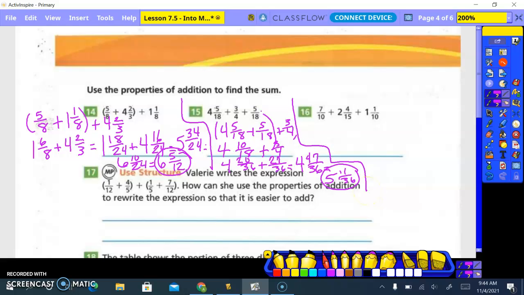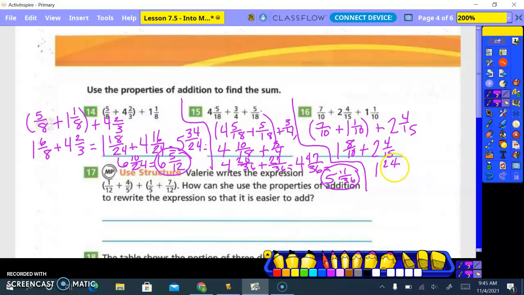Okay, 16. So commutative, associative, or both? Both, right? So parentheses 7/10 plus 1 and 1/10. So did we cover both the associative and the commutative right there? Yep. Into parentheses plus 2 and 4/15. So 7/10 plus 1/10 is 1 and 8/10 plus 2 and 4/15. What's my common denominator? 30. Okay. So 1 and what?